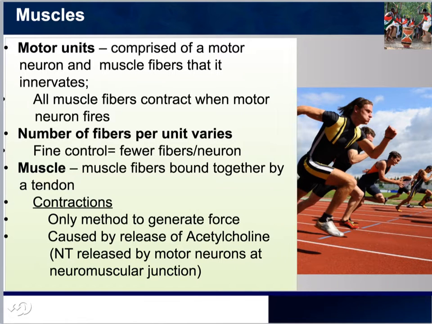Muscles are made up of multiple muscle myofibrils. These are little strands that you're able to see if you've ever paid attention when you're eating chicken. Sometimes you could pull it apart, and that basically is what makes up the muscle. Please note that our motor units are comprised of a motor neuron and the muscle fibers that it innervates. That is to say that all muscle fibers contract when a neuron fires.